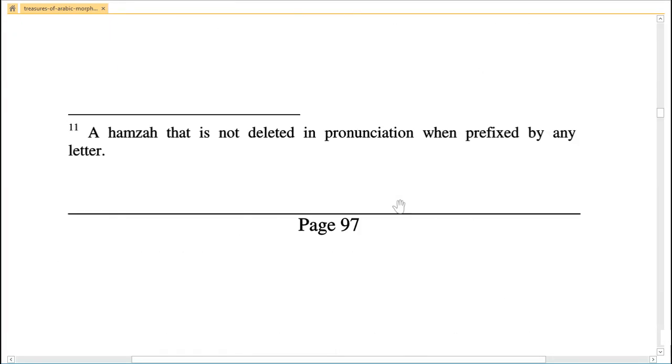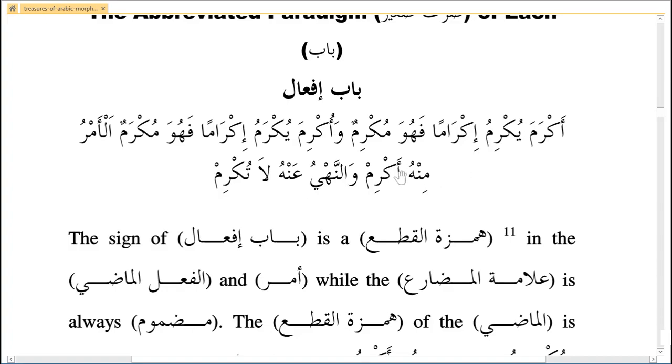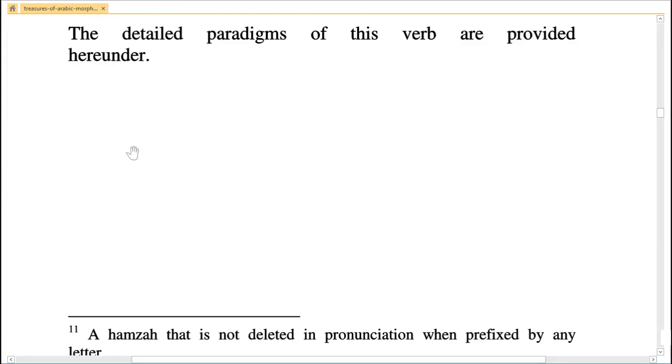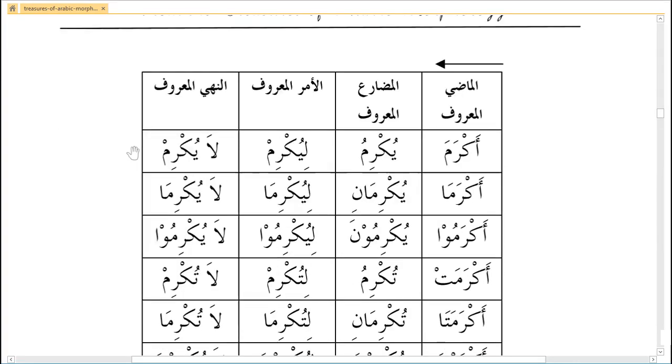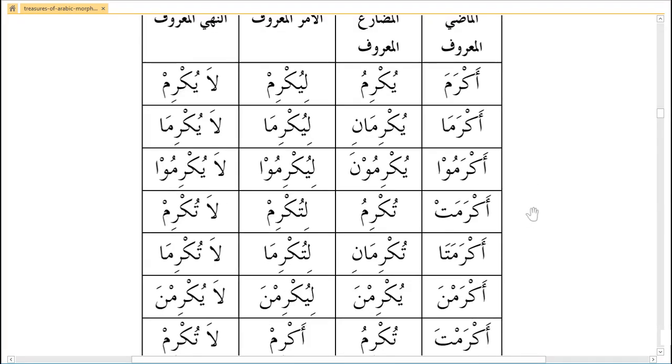We studied that in the previous lesson, I think. See, the fa'il, mukrimun, has kasra and the maf'ul, mukramun, has fatha. May Allah subhanahu wa ta'ala give us the ability to study, and make it easy for us. Again, study this properly, so we don't have to study it again. Make sure you know the Sarfe Kabir.